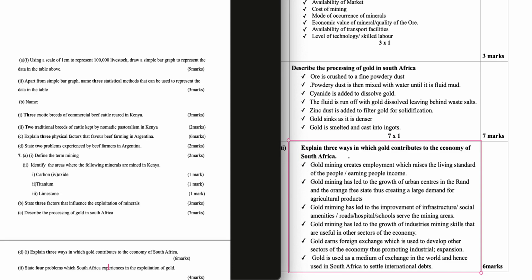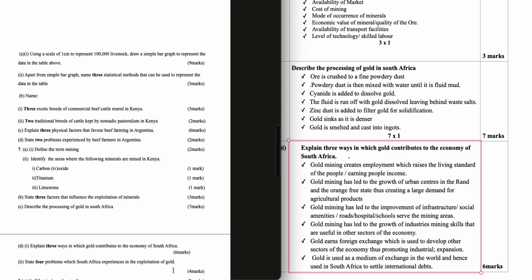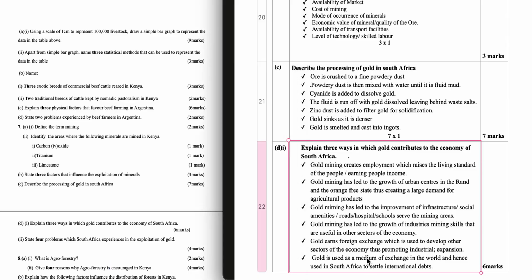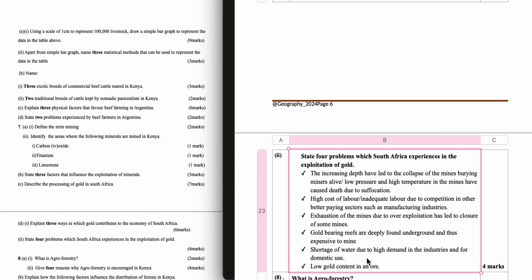Question 7d2. State 4 problems which South Africa experiences in the exploitation of gold. The increasing depth has led to the collapse of the mines, burying miners alive. High cost of labor due to competition in other better paying sectors such as manufacturing industries.